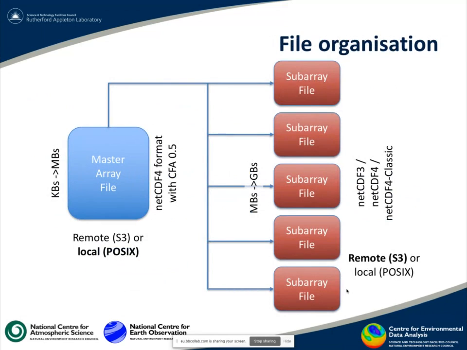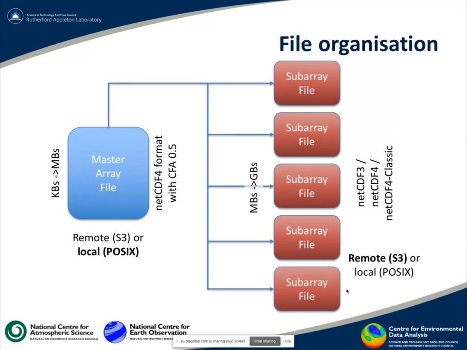This is how the files are arranged. You have what's called the master array file, and this can either be stored on disk locally or remotely, which is S3 at the moment. This is in a netCDF format, and it's got some extra information in there, which is this CFA. We've gone up a point version to CFA 0.5, which I'll explain in a little bit. The master array file contains all the locations of the subarray files and how those subarray files fit into the original netCDF file.